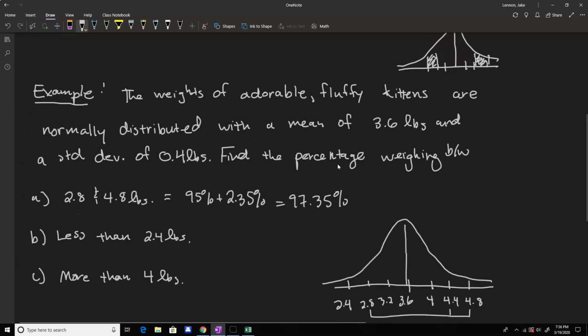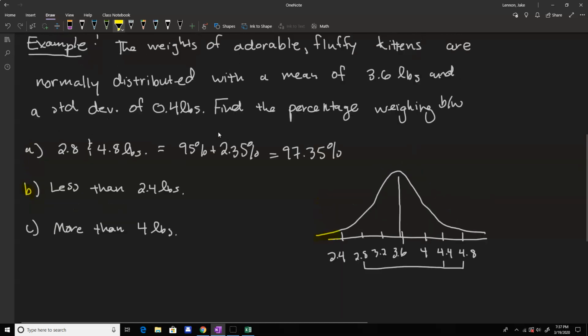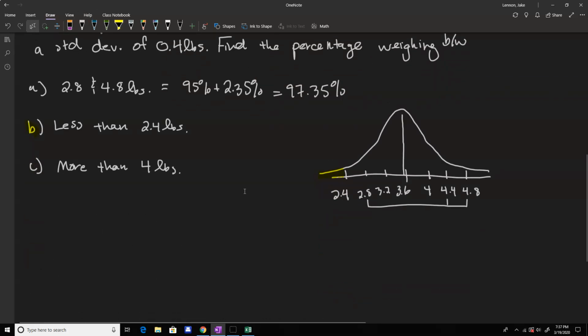Okay, and then B and C are actually about the tails of the distribution. For B, we're looking at all the parts less, so maybe I'll use some different colors to shade. So I don't know, we can use yellow for B, yellow, we're looking at shading this area, 2.4 and below. So that's symmetric to the tail on the right hand side above here, which we had as 0.15%. So we know that that is going to be the answer for question B, 0.15%.